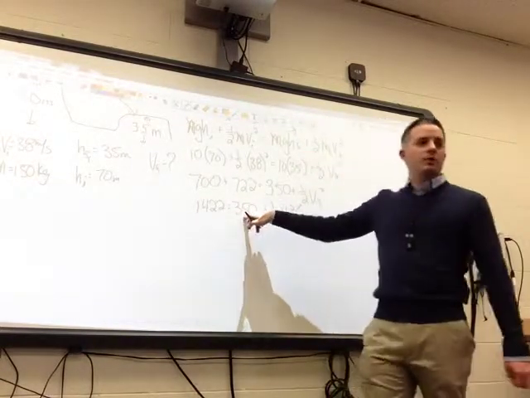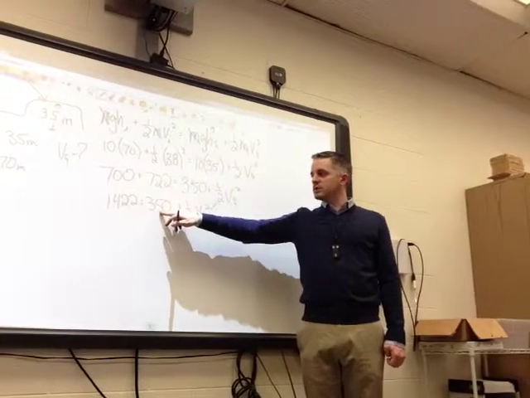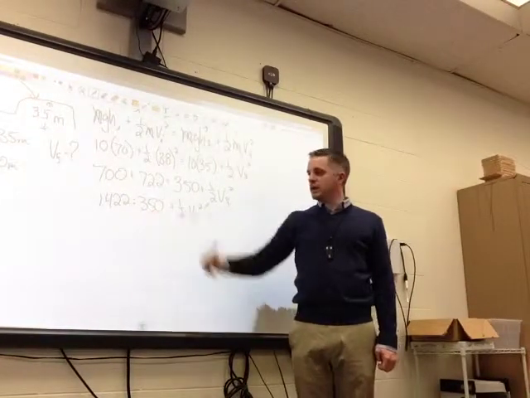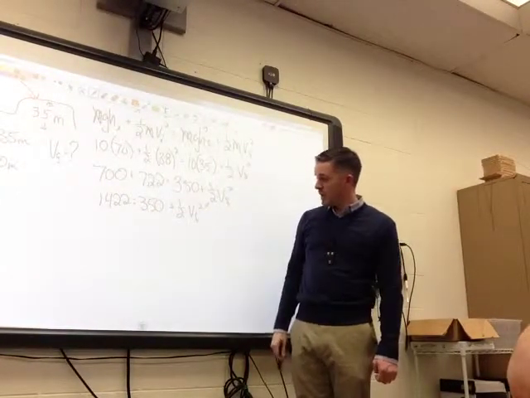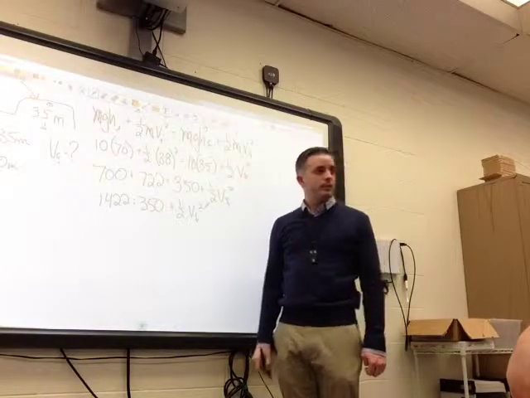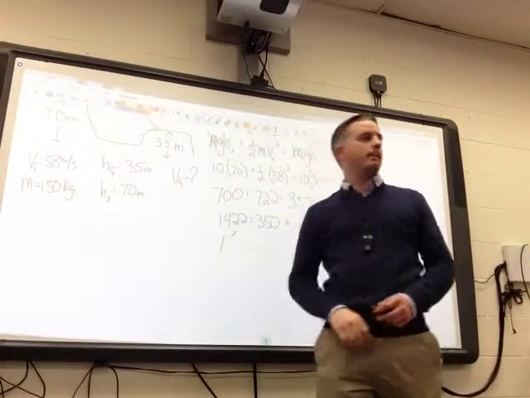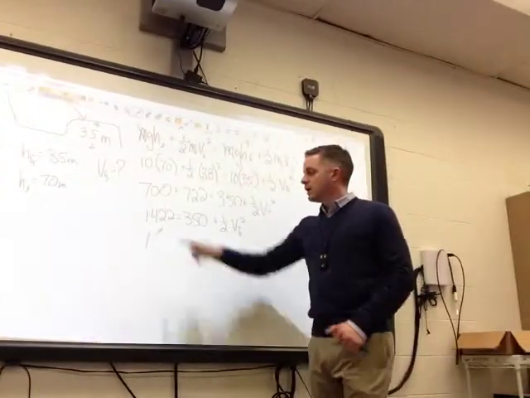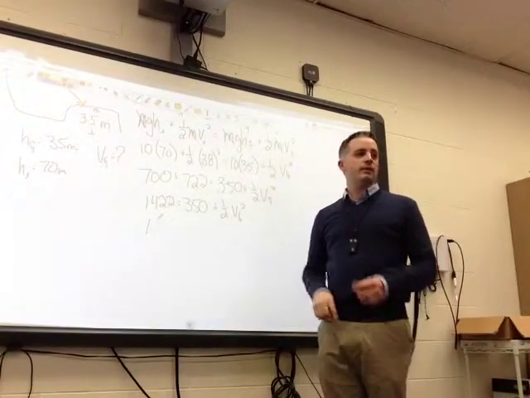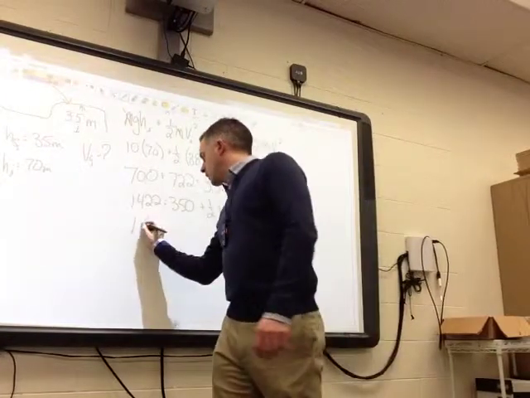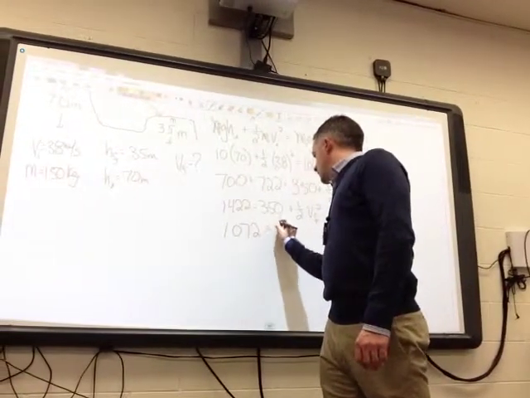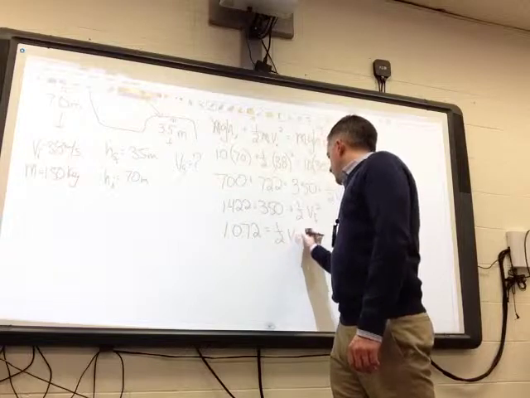So we're going to subtract now 350, right? We'll subtract 350 over to the other side, so that gives you what? 1422 minus 350 is what? What do you got? My calculator peeps. So 1422 minus 350. 1072 is equal to 1/2 v sub f squared.